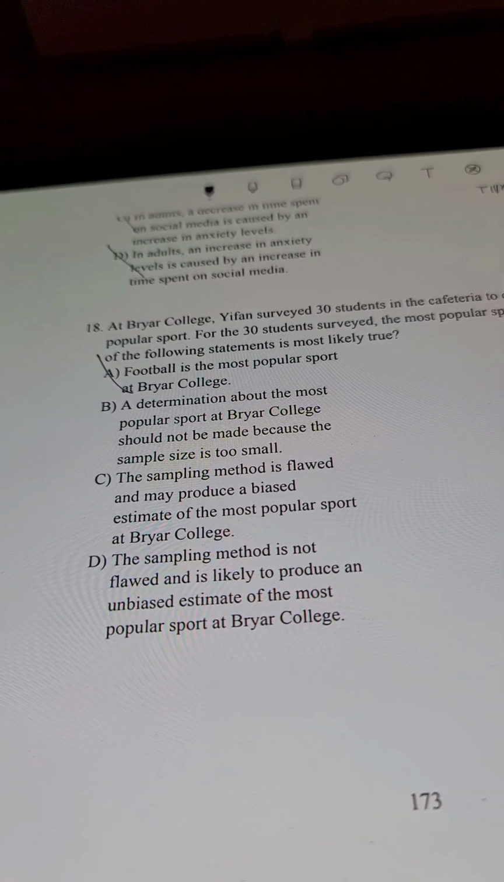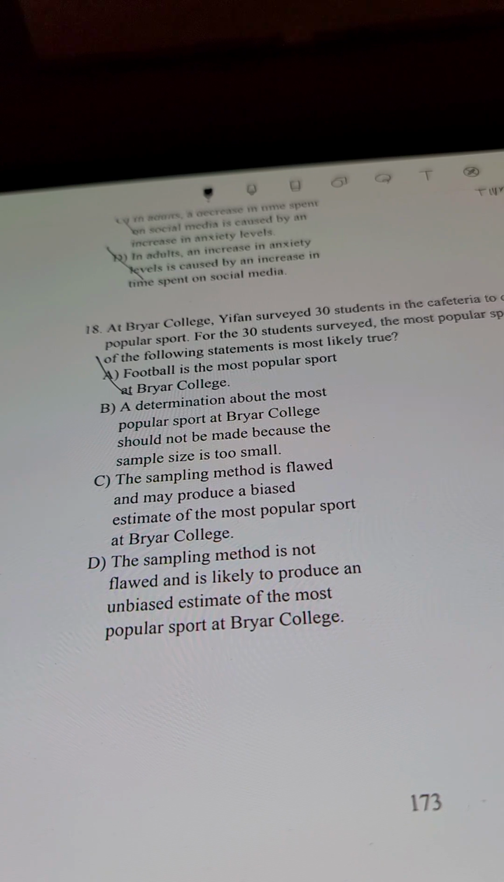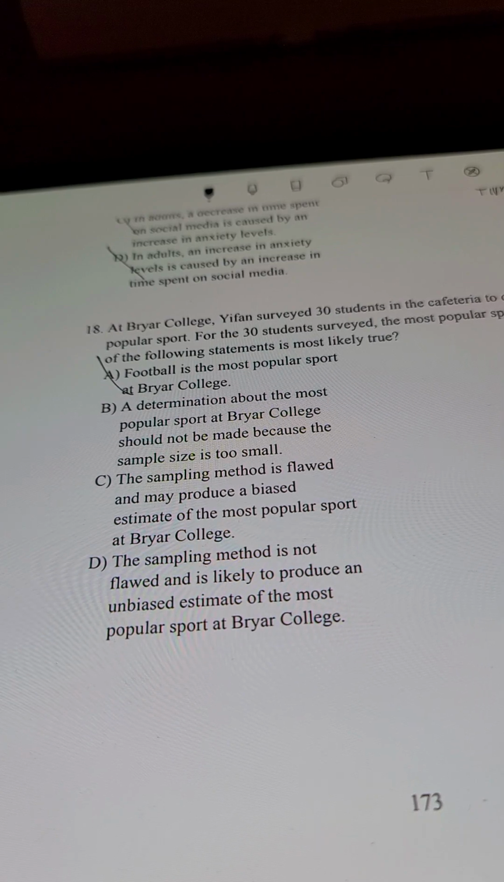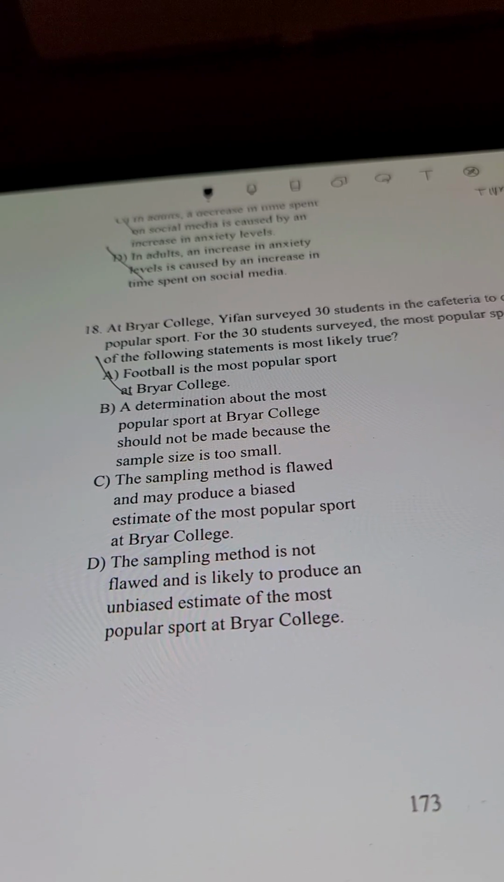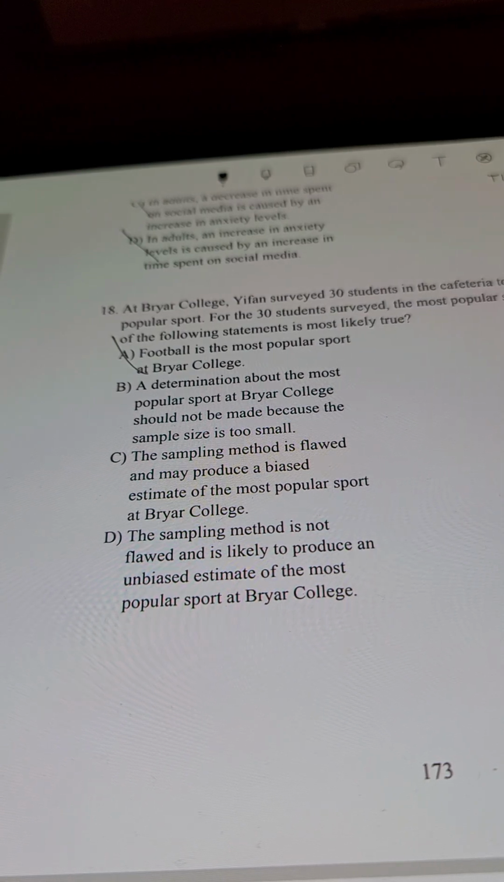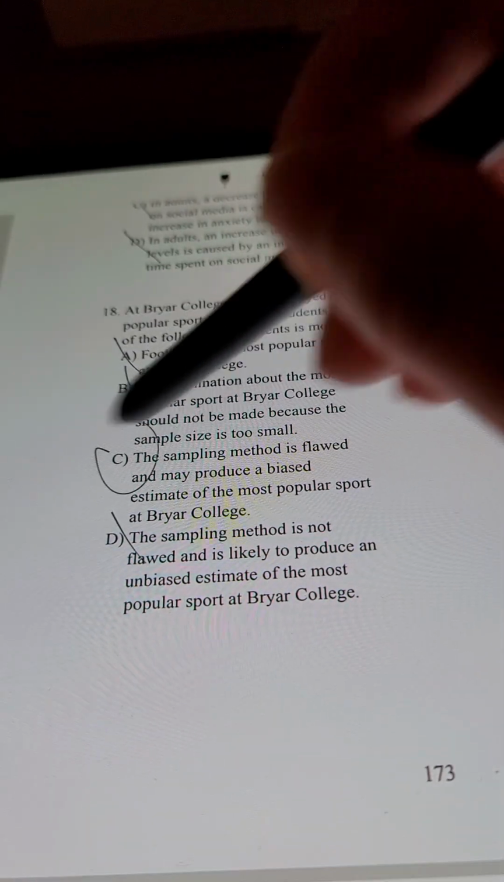So C, the sampling method is flawed and may produce a biased estimate of the most popular sport at Briar College. That's basically what I've been saying this whole time. So yeah, it's definitely that one. Well, I don't want to say definitely because we should keep reading. So D, the sampling method is not flawed and, well, it's definitely flawed. So let's just stop there. Okay, C.